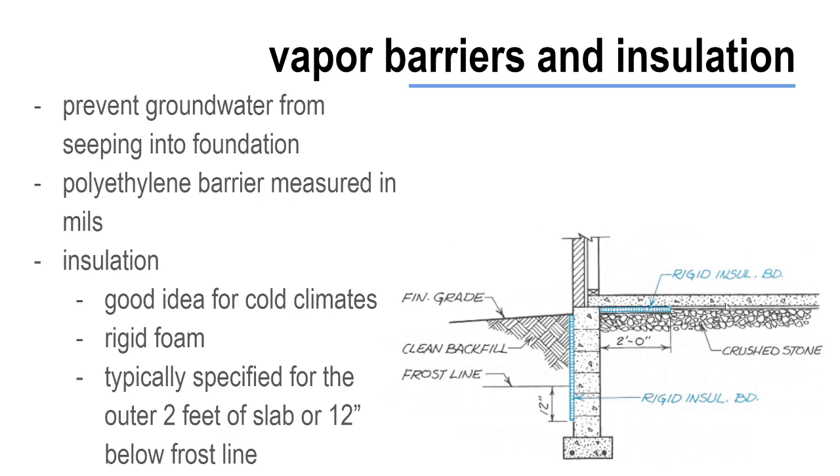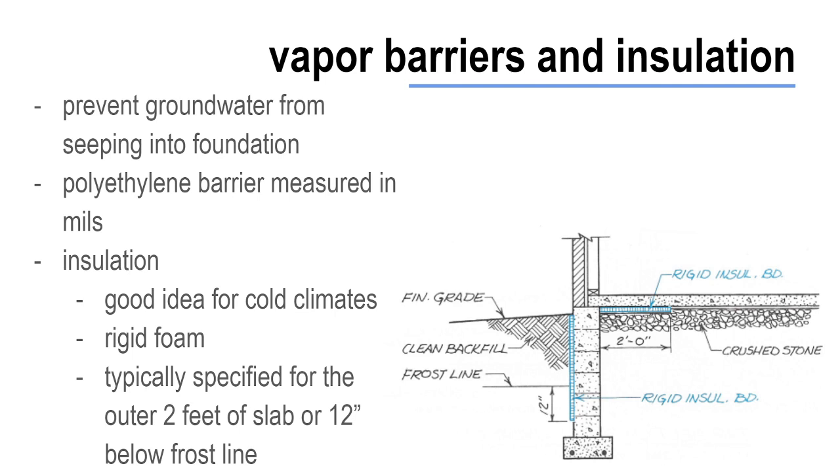Then we have a plastic barrier known as a vapor barrier that's laid over that gravel to stop moisture from getting in there. The thickness of that barrier is measured in mils, and 1 mil is 1,000th of an inch. So they're pretty small. For a lot of vapor barriers, we use around 6 mil polyethylene.